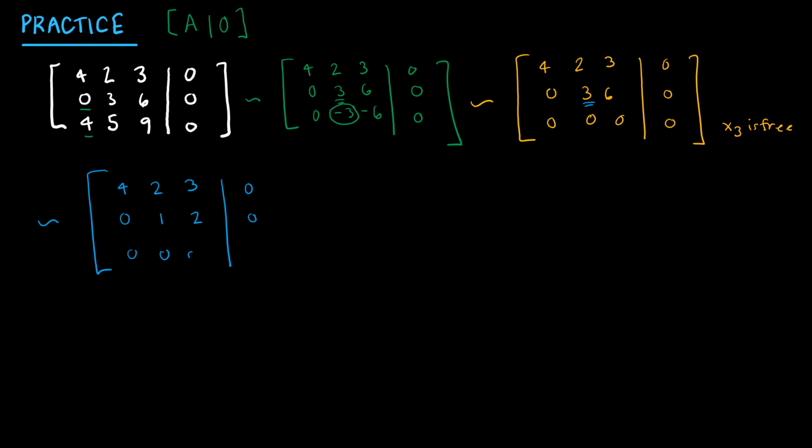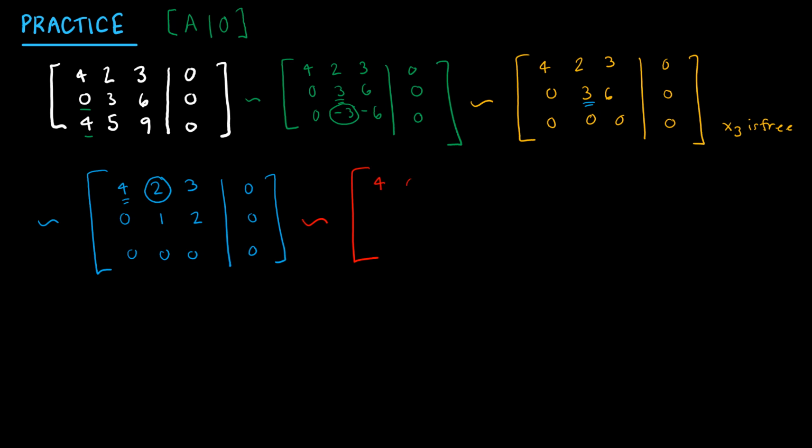And obviously row 3 is remaining exactly the same. And now I really want this guy to be a 1 if possible, but more than that, I really need this guy to be a 0. So I'm going to continue. I'm going to leave the 4 alone for now. I'm going to take negative 2 times row 2.